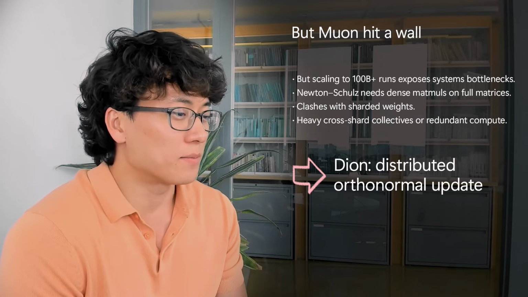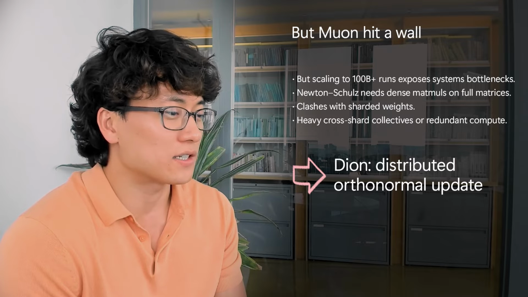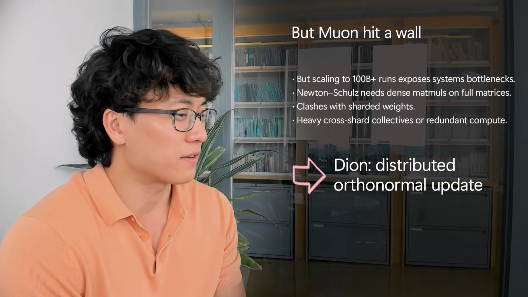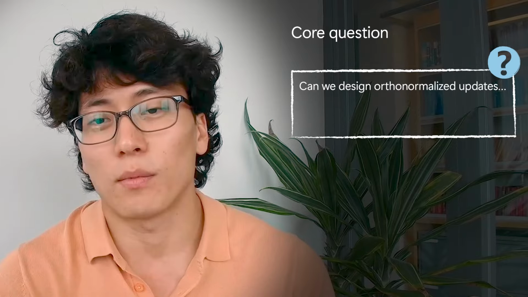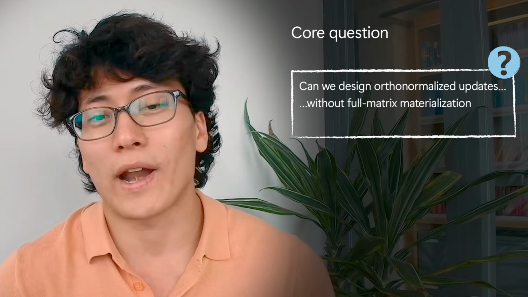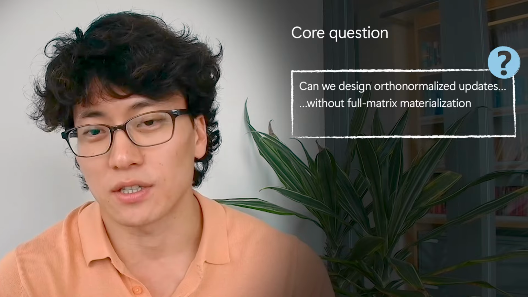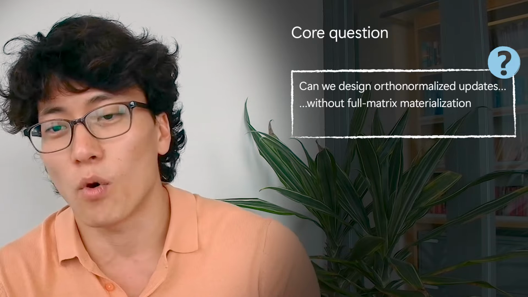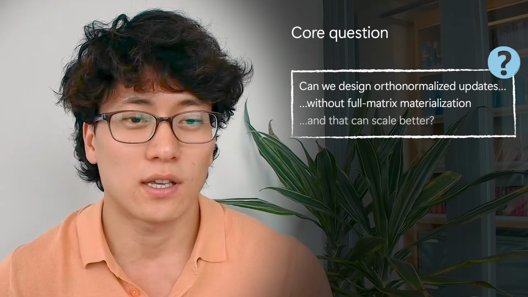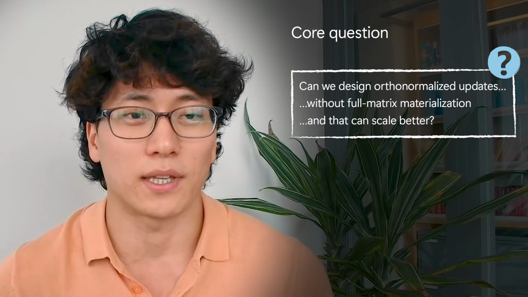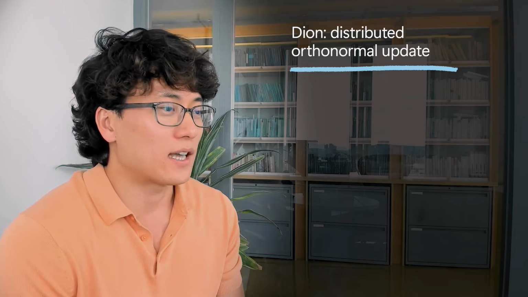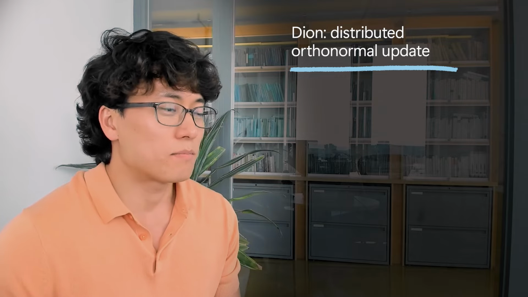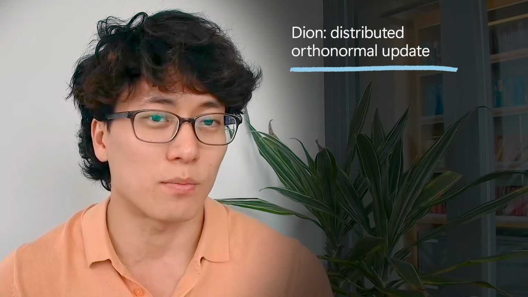This is where Dion comes in. Dion is basically a more distributed-training-friendly orthonormal update. The core question we would like to answer in this project is, can we design orthonormal updates without full matrix materialization, which is more friendly with sharded weights, hence leading to better scalability? Dion precisely answers this question by designing orthonormal updates that are more distributed-training friendly.